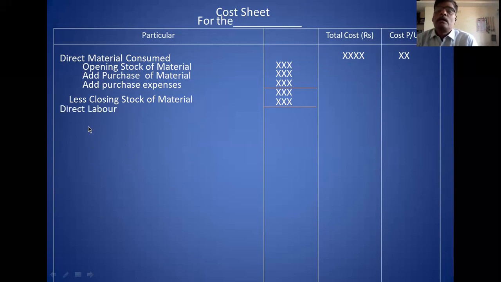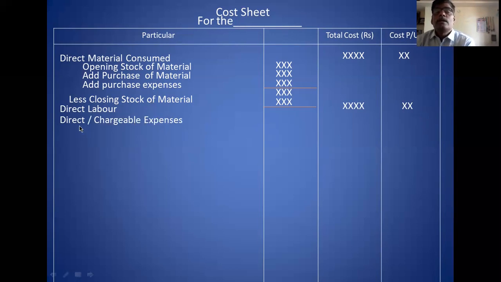Then the second item is direct labor. You take this direct labor in the inner column and add outstanding wages. It is called by different names: direct wages, direct labor, productive wages, only wages. Like that they give in the problem. On the basis of that, you see the nature of those wages. Suppose that is direct, you take it under the head prime cost. You take it in the inner column, add direct wages outstanding, and divide by the number of units produced. You will get the labor cost per unit.